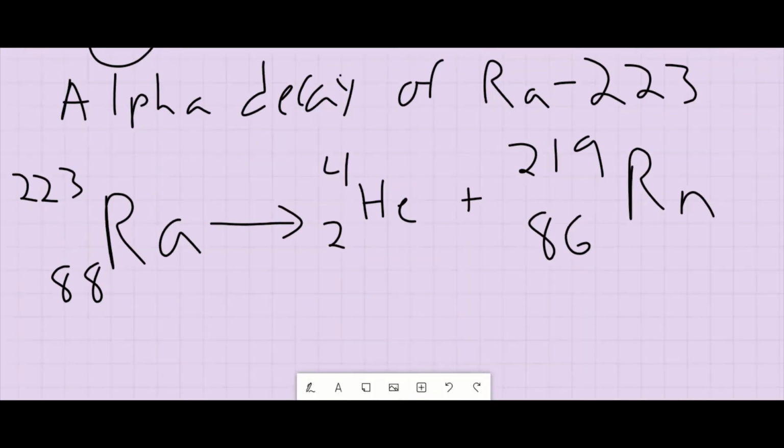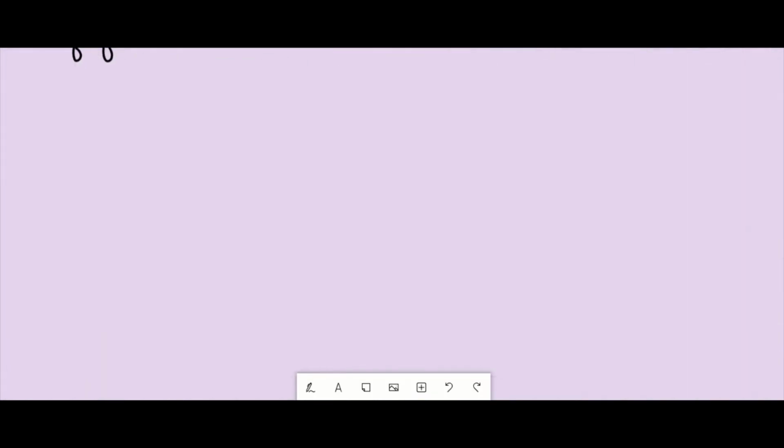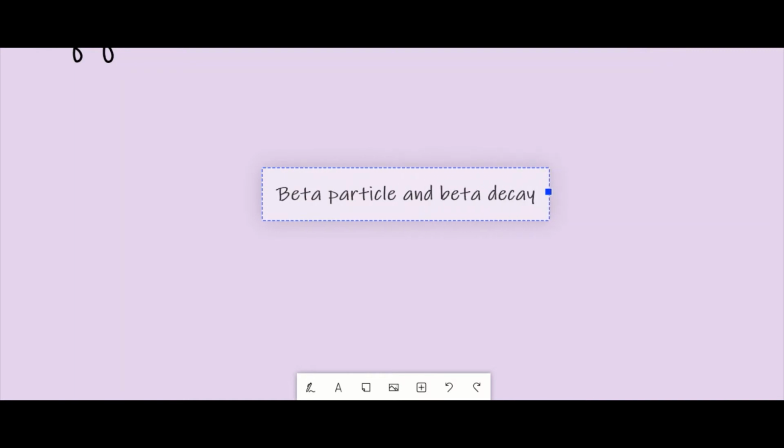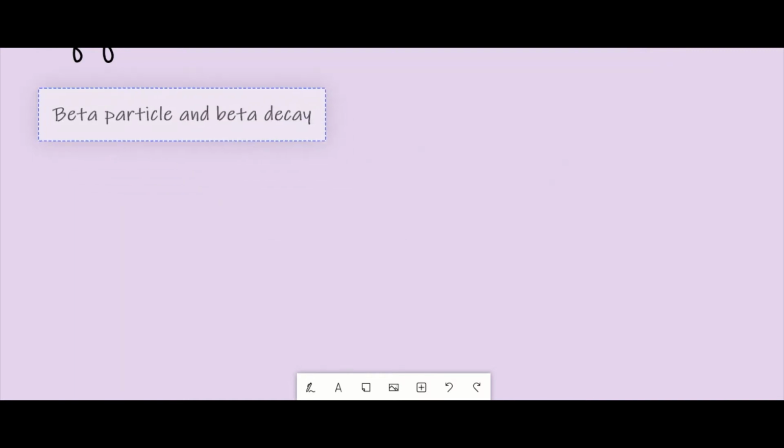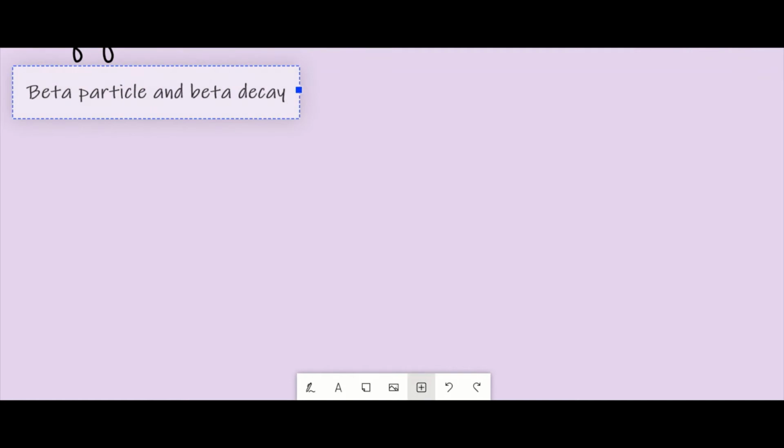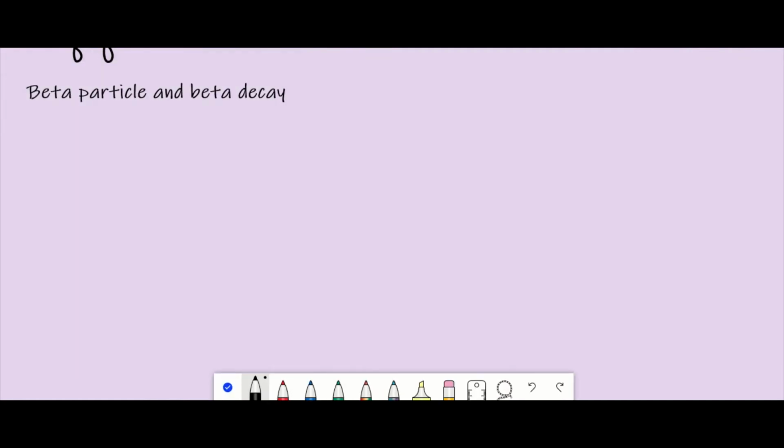Another particle to note is the beta particle. Let me write here: beta particle and beta decay. The beta particle is what's used in beta decay. You can draw it like this. It's going to be an e with 0 on top and -1 on the bottom. It's basically an electron. So a beta particle is essentially an electron.